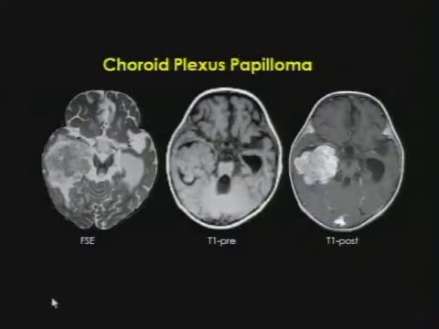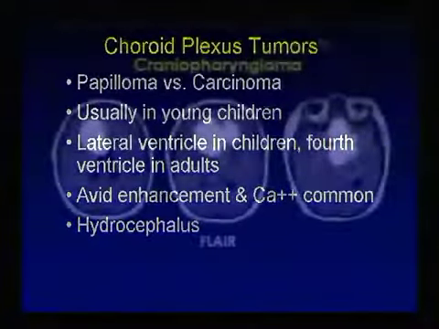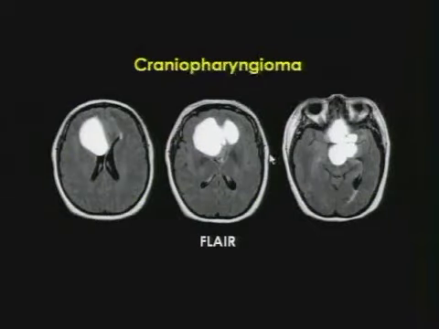Here's an example of choroid plexus papilloma. Here's an example of a choroid plexus carcinoma. So these are intraventricular tumors. Craniopharyngioma in children is relatively common, but these tend to be multicystic masses.